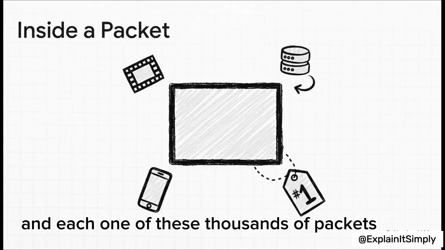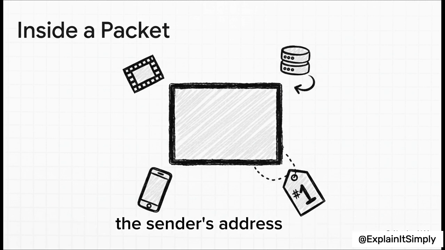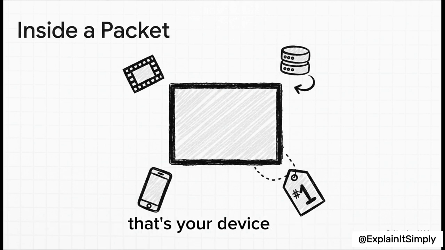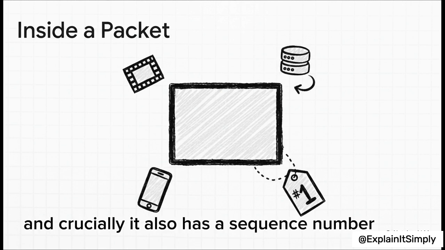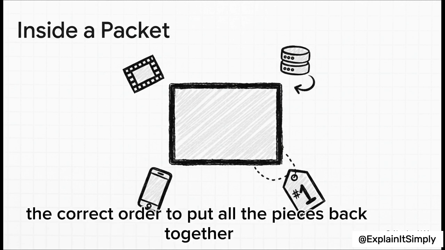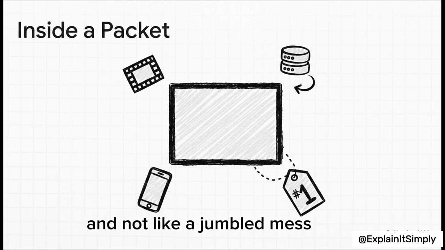And each one of these thousands of packets is like a tiny, self-contained package. Inside, it's got a small piece of the data, the sender's address, that's the server, and the recipient's address, that's your device. And crucially, it also has a sequence number. That number tells your device the correct order to put all the pieces back together, so the explainer plays smoothly and not like a jumbled mess.